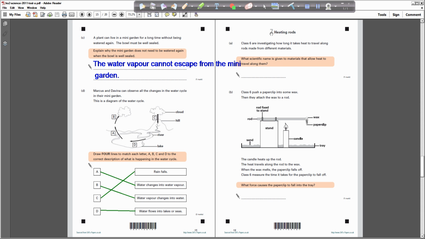Class 6, this is called heating rods. Class 6 are investigating how long it takes heat to travel along rods made from different materials. What scientific name is given to materials that allow heat to travel along them? If anybody gives me the right word, I will be duly impressed.